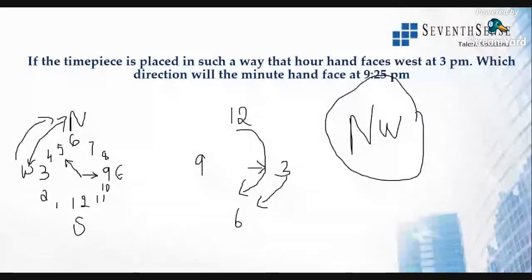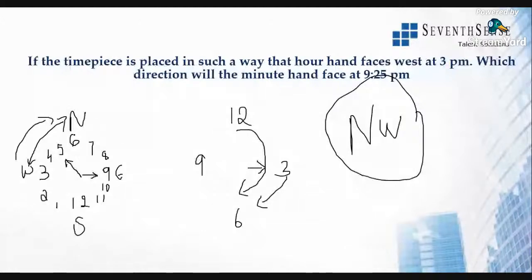So they're asking minute hand. Minute hand will face at 5, right? So if minute hand is facing at 5, it will be between north and west, northwest there. Clear? So don't confuse yourself. The answer will be northwest.